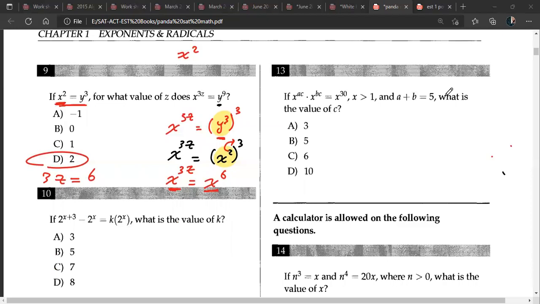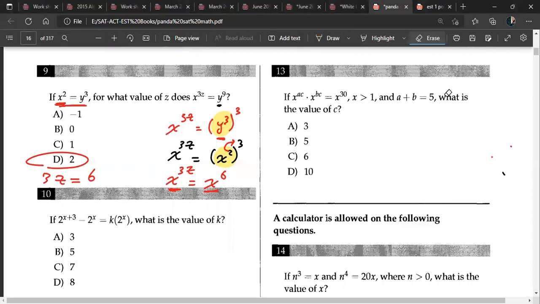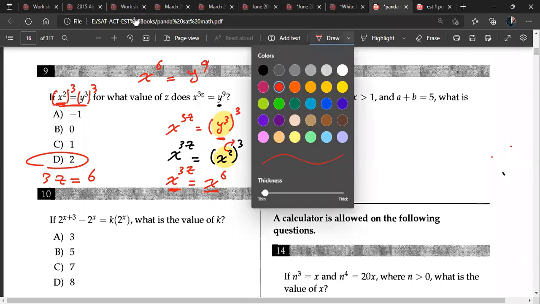Okay, let's give you another way. It may be easier. Okay, look here. We can make the two sides power 3. Is this clear? Okay. Now the left side becomes x power 6, and the right side becomes y power 9. Is this clear? I think this is clear.